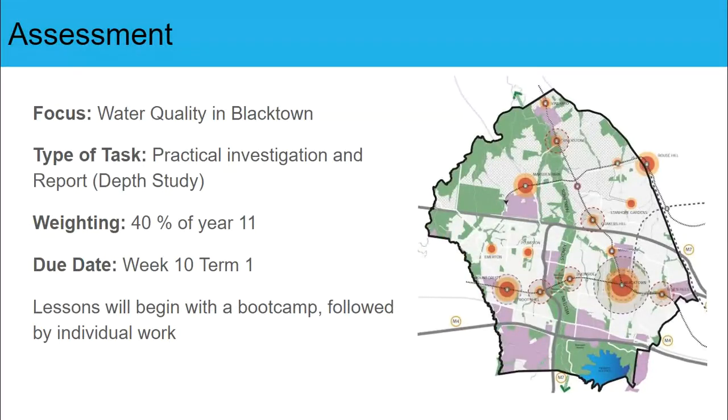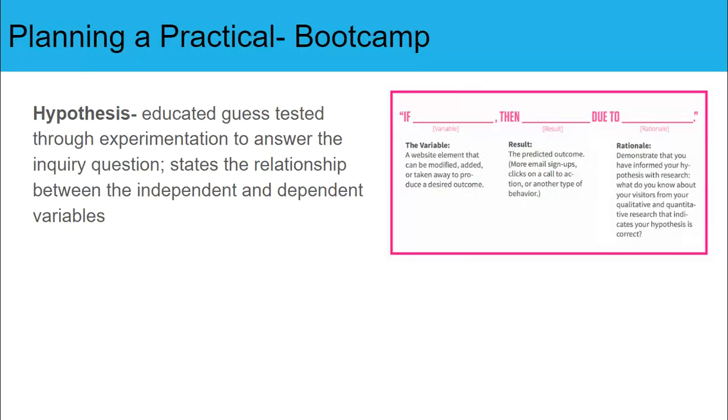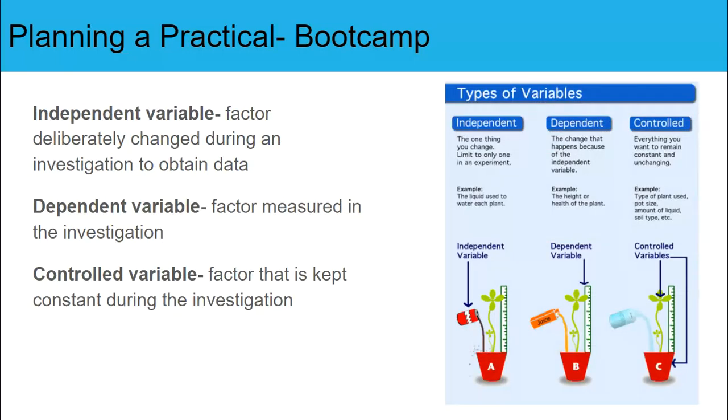For our assessment, we're focusing on the water quality in the Blacktown area. It is a practical investigation and a report, so we're going to be undertaking some field work. It is 40% of our Year 11 grade, and it is due at the end of Term 1. Each of the lessons along the way will begin with a bootcamp, followed by some individual work based on the investigation that you design. So the first thing we're going to look at is our hypothesis and our inquiry question.